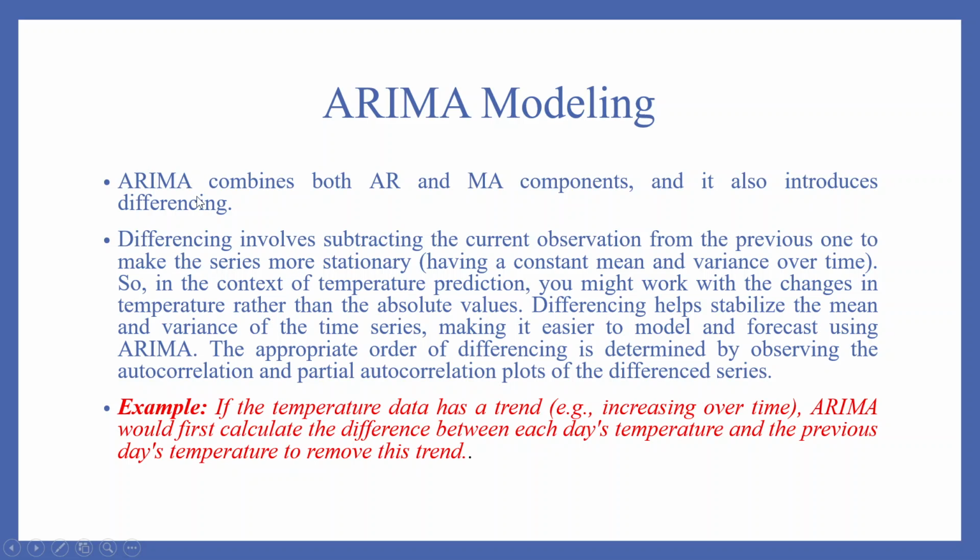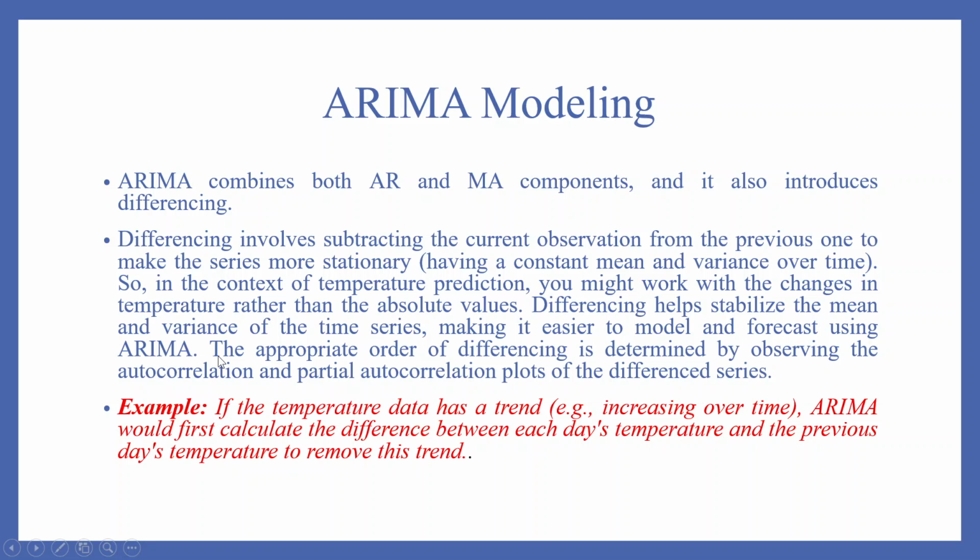ARIMA modeling. ARIMA combines both AR and MA components, and it also introduces differencing. Differencing involves subtracting the previous observation from the current one to make the series more stationary. So in the context of temperature prediction, you might work with the changes in temperature rather than the absolute values. Differencing helps to stabilize the mean and variance of the time series, making it easier to model and forecast using the ARIMA.